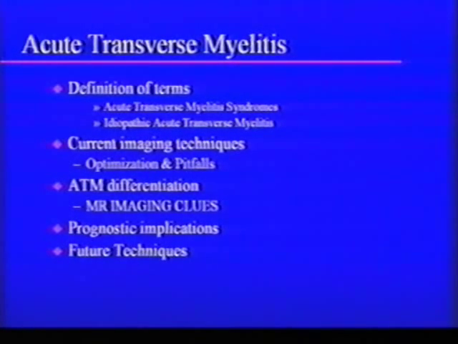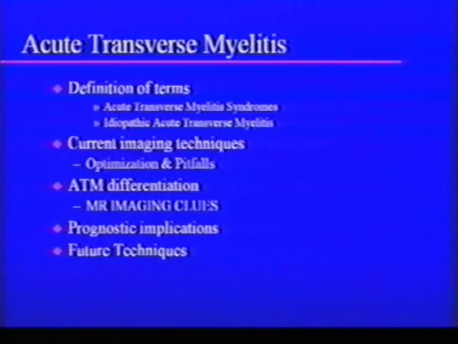The next thing we'll talk about is current imaging techniques. One is how to optimize what you're doing now, and then some of the pitfalls. The optimization gets a little bit at the question that was asked here, why was my MR normal? Well, sometimes it's because the MR doesn't show the lesion, but sometimes it's because the technique they're using isn't optimized to what has really been shown to be a better technique. So I'll talk a little bit about that.